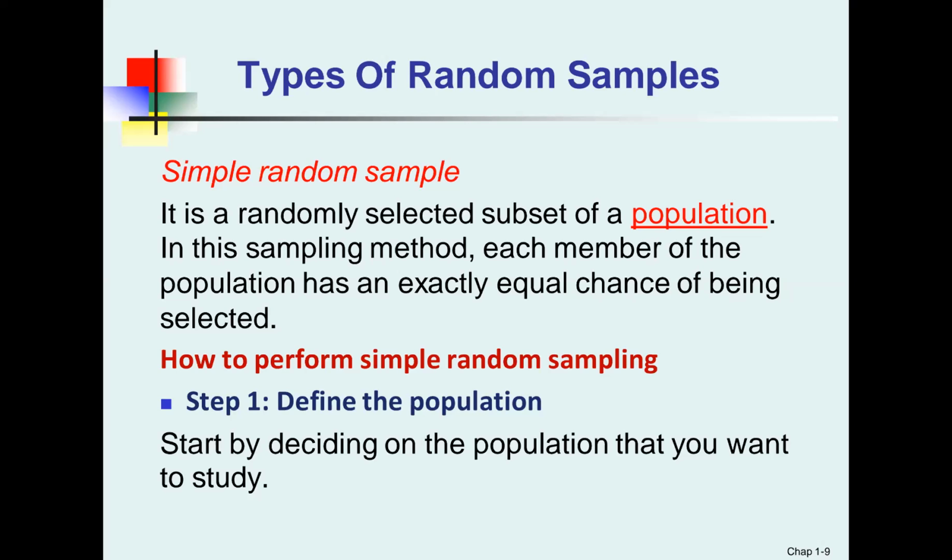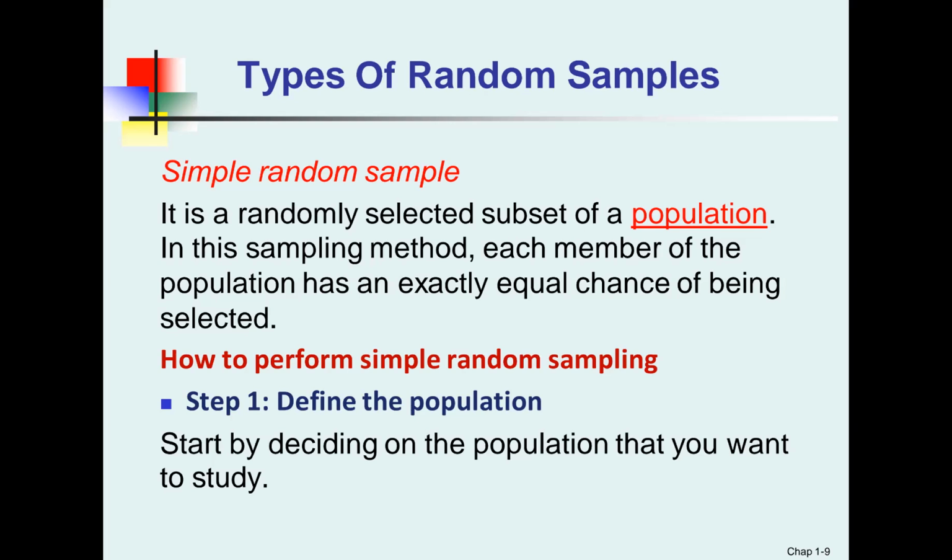So the simple random sampling, it is actually a random sample that is selected. It is a randomly selected subset of a population. This is a simple random sample. You select it at random. Each member of the population has an exactly equal chance of being picked under the simple random sample. So the chance of picking this one is equal to the chance of picking the other one.